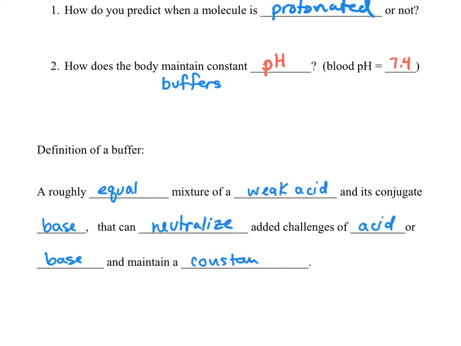That's our goal. Let's think about it in the blood. We want to maintain that constant pH of 7.4, and if we throw acids and bases at it, for instance, if you eat some pickles or something like that that have vinegar in it, you're throwing acid in your body. How do you maintain a constant pH? Well, let's pick it apart on the next page.